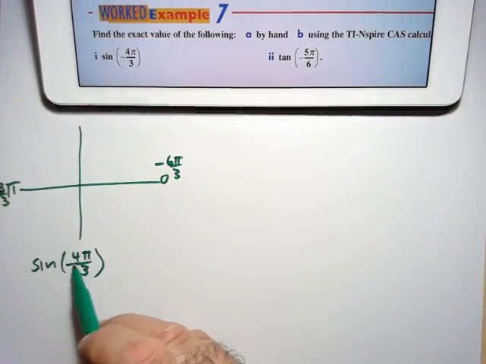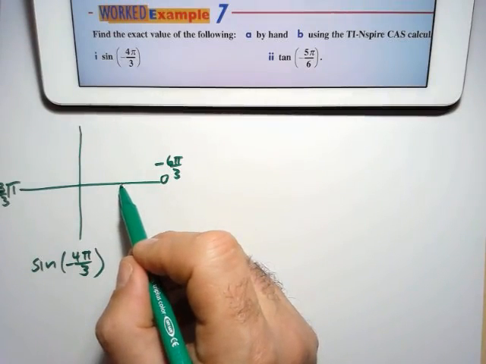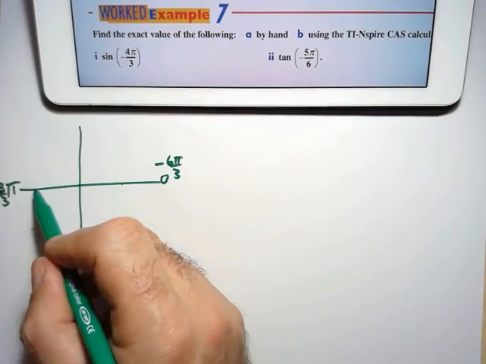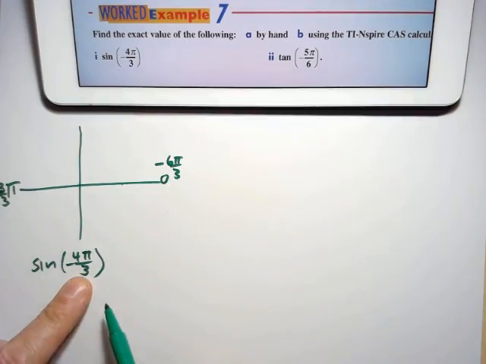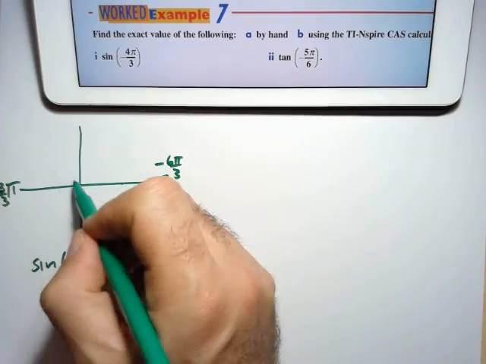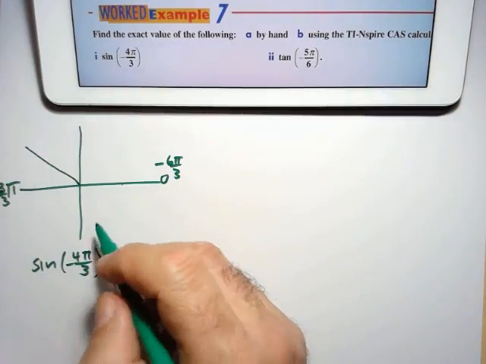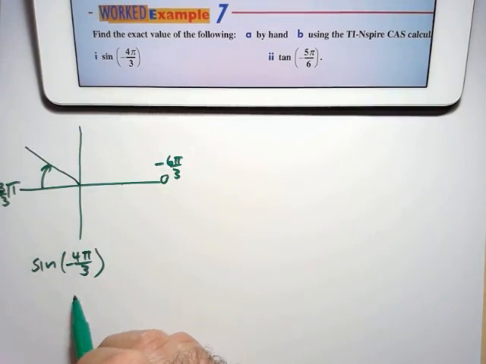When I say minus 4 pi over 3, it means I start at 0 and I go into the negative direction, minus pi. So this is minus 3 pi over 3. They want me to go to minus 4 pi over 3. So if this is minus 3 pi over 3, then minus 4 pi over 3 will be a little bit further into the quadrant there. So this will be then my reference angle.